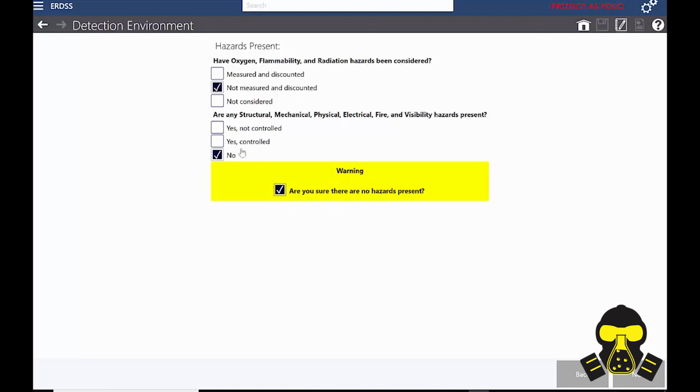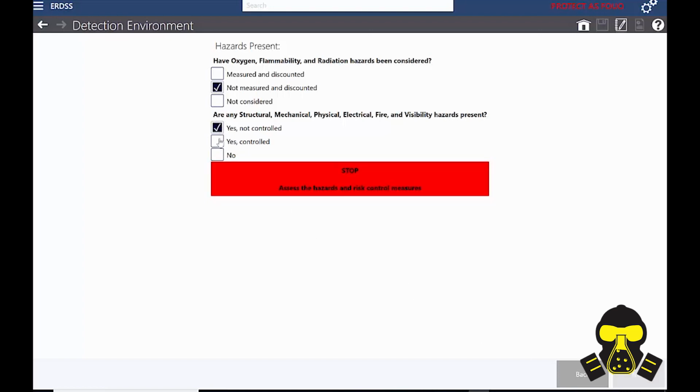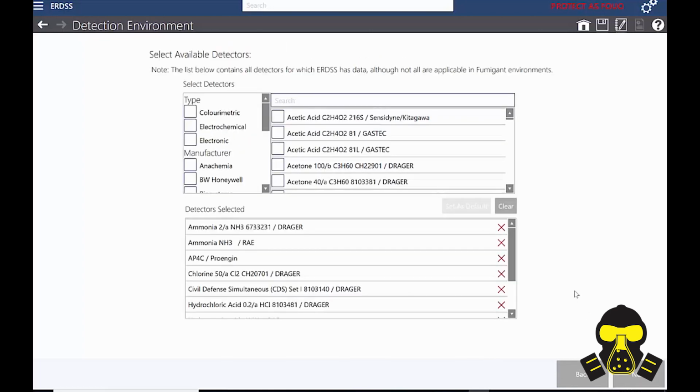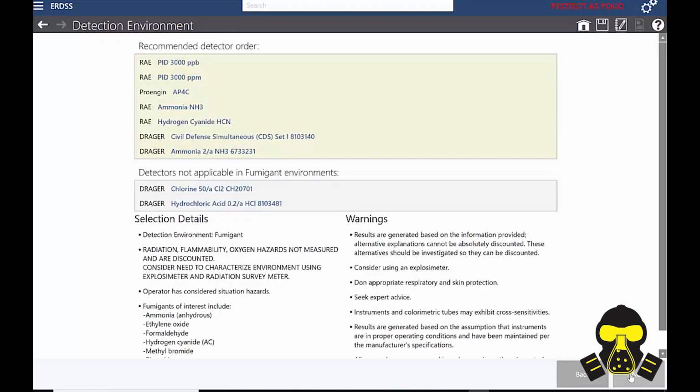If you don't answer these properly, it's not going to let you go on to the tool. You can't move on. It's making you stop and think: if there's a structural hazard, should I be going in there for this? Right. Okay, let's hit next. Now, this is where it's really important. All those detectors I chose populated right away. Otherwise, every time I do this tool, I'd have to populate them. So now I don't have to do anything because I've already got them all in. Let's hit next.